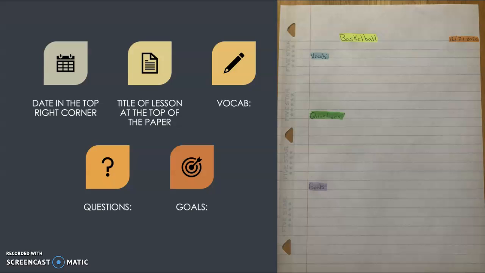So here is what the journal will look like. In the top right-hand corner, you will put the date. At the top of the paper, you'll put what the lesson title is. Like, for instance, this one's going to be about basketball. And then next on the paper, you will have a section for vocabulary. And then next will be the section for the questions that are at each station that you go to. And then the last section will be for the goals that you have during this lesson of our PE class.